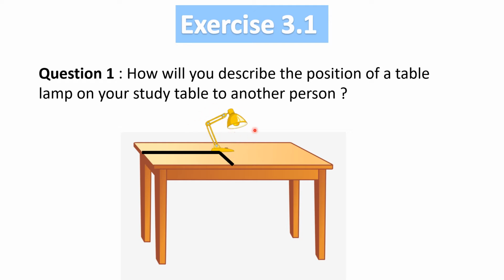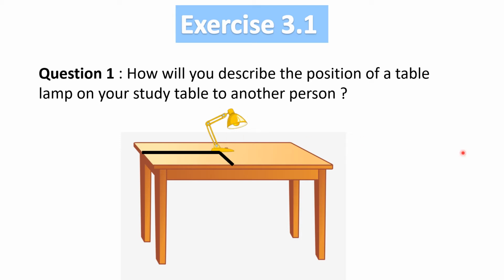Then if I ask you what is the position of this lamp, then what will you say? How will you explain its position to me? That is what they have asked in the question. How do we use the coordinate system in order to explain the position of this lamp on the table? That is what we are going to see.